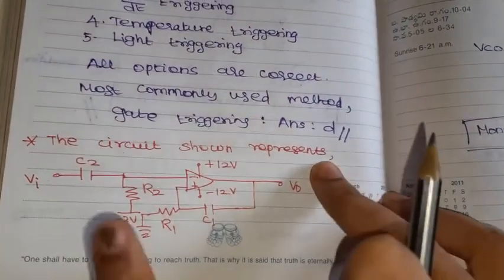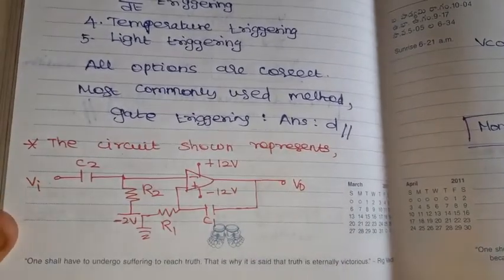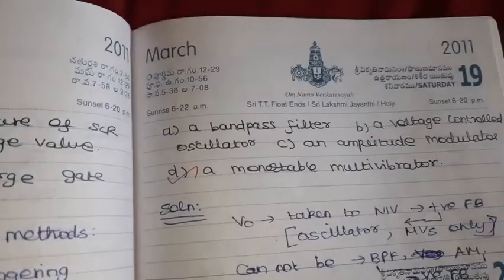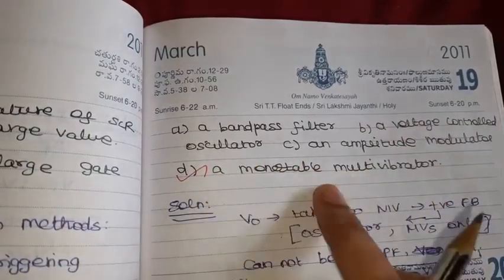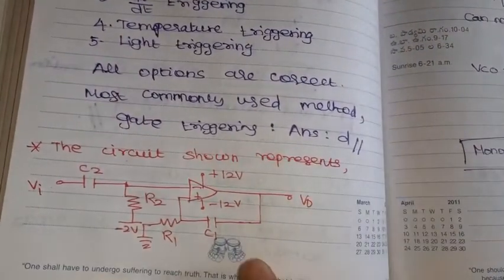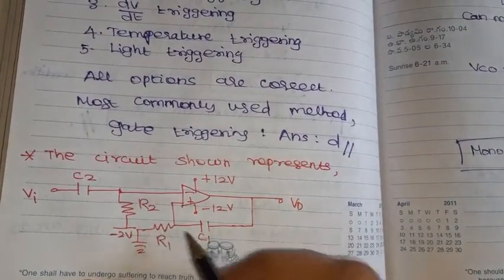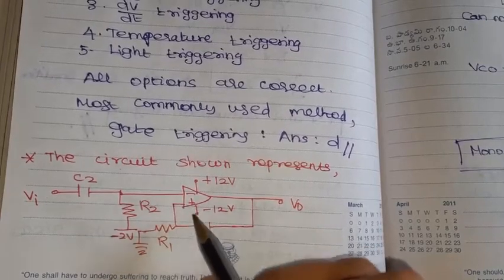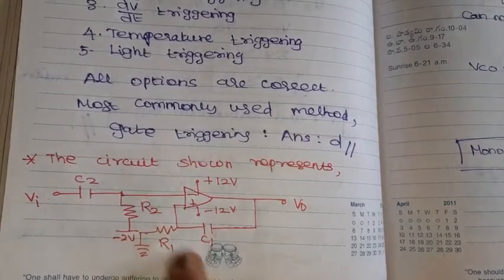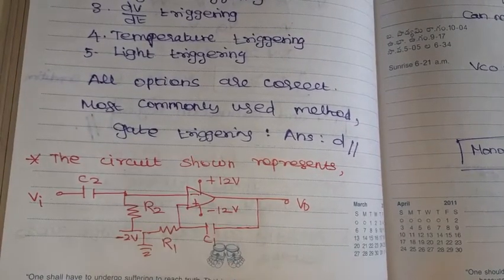Then the circuit shown represents... so we need to identify which circuit this belongs to. What are the options given? Band pass filter, a voltage controlled oscillator, an amplitude modulator, a monostable multivibrator. We'll see. See the feedback element. The feedback element is R and C, which is given into the non-inverting terminal. Non-inverting or inverting: if it is given to positive, it is the non-inverting terminal; negative means it is the inverting terminal.